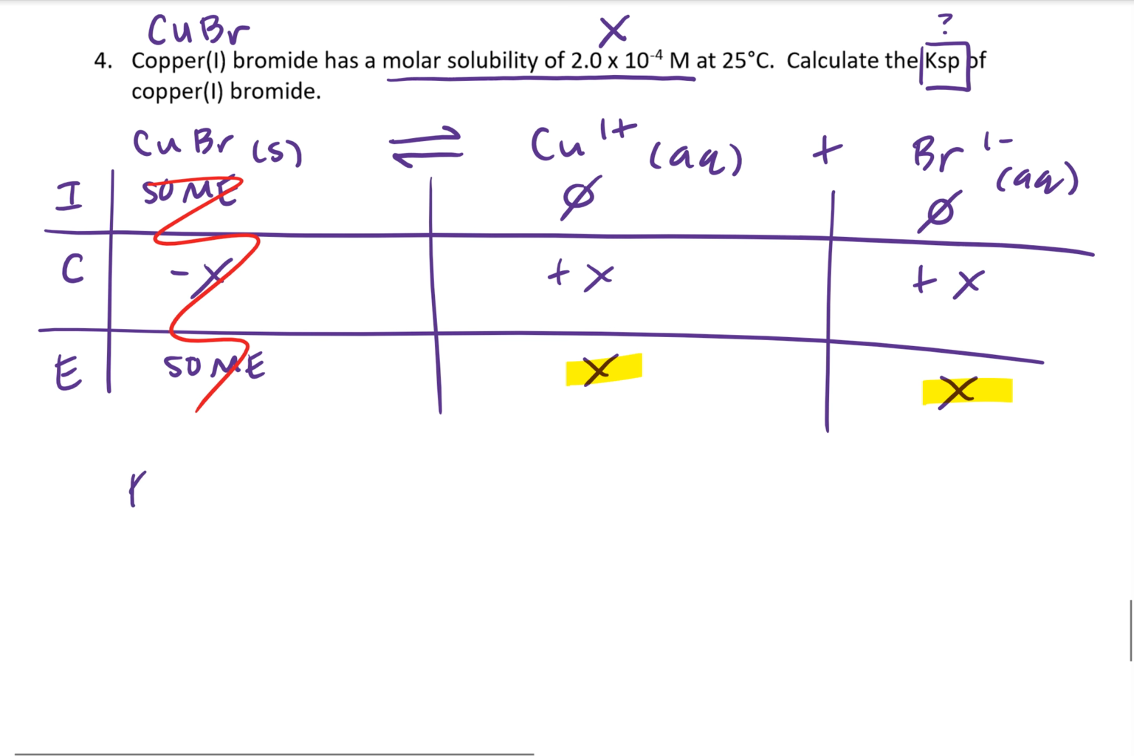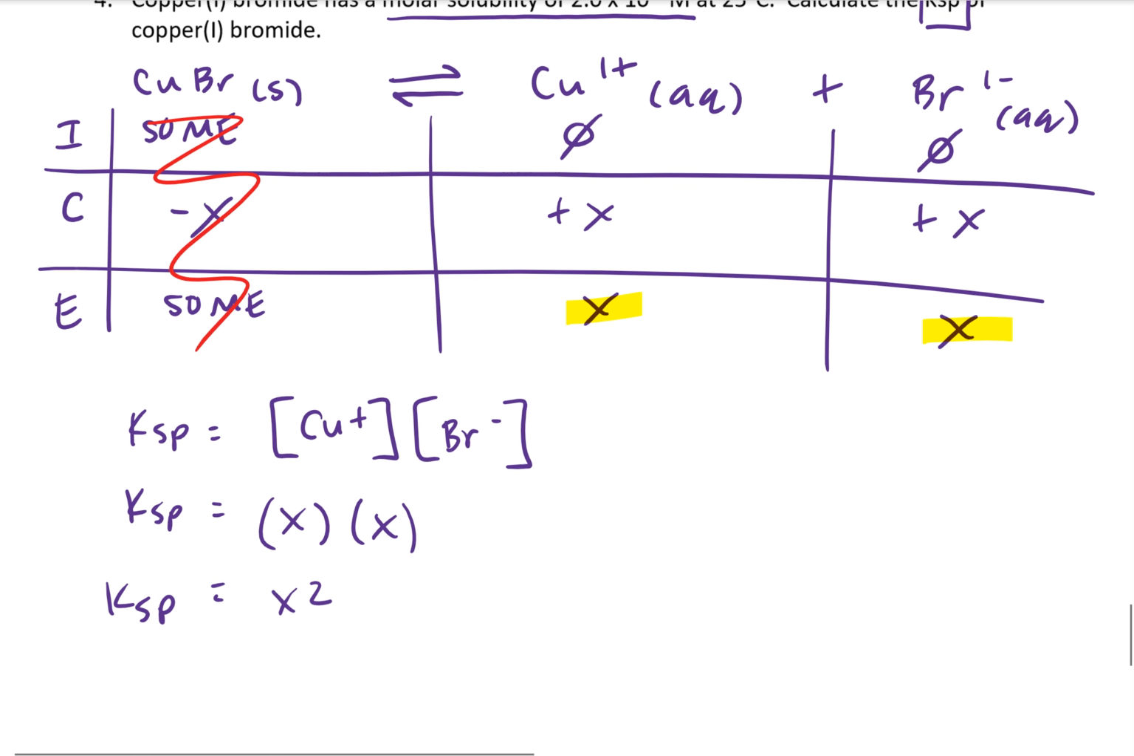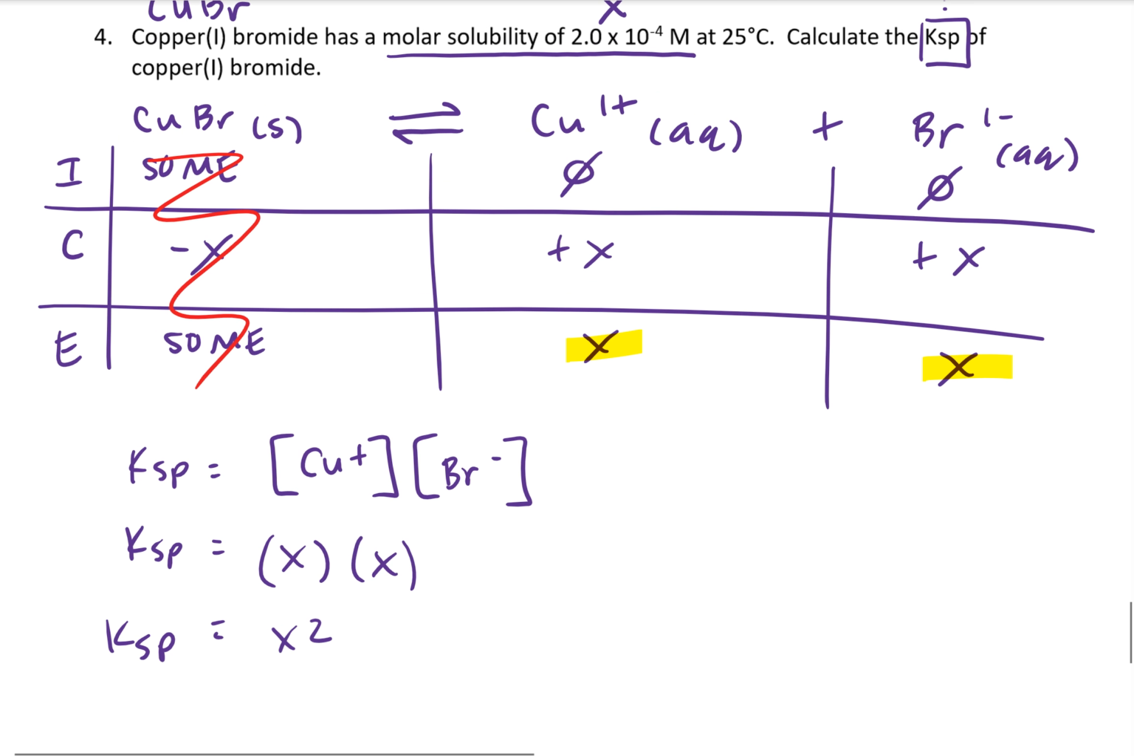I should be able to write my Ksp expression using the balanced equation. Ksp will be equal to copper 1 plus times bromide 1 minus. And remember, Ksps never have denominators. Now we're going to plug in our values. Ksp is equal to X times X. In other words, Ksp equals X squared, because X represents the equilibrium concentration of the copper and the bromide ion.